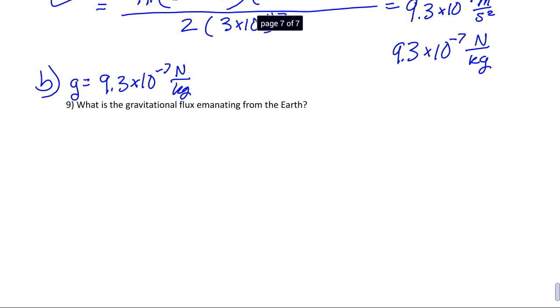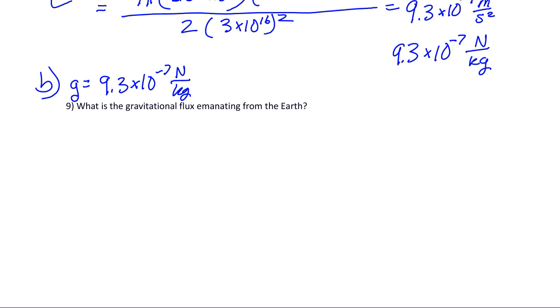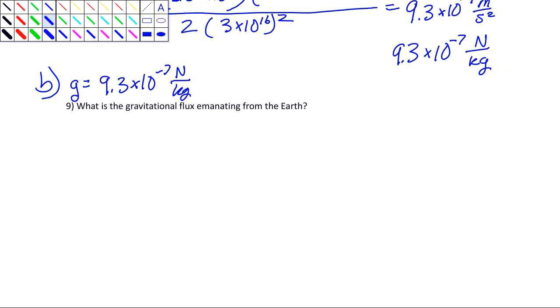I think this is the last one. What is the gravitational flux emanating from the Earth? Okay, well, flux is my Greek letter phi. And remember, roughly speaking, it's g, my gravitational field, times the area where I'm measuring this flux. So if I want to know the total flux emanating from the planet Earth, I want a spherical Gaussian surface that goes around the entire planet. So it's g times the area is my flux.